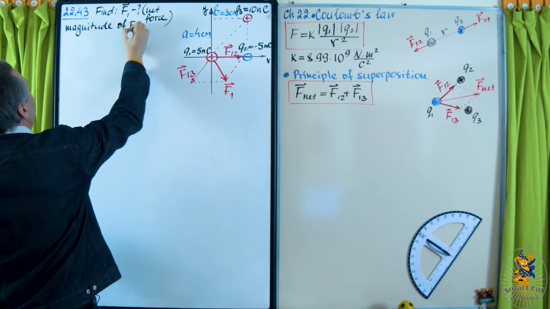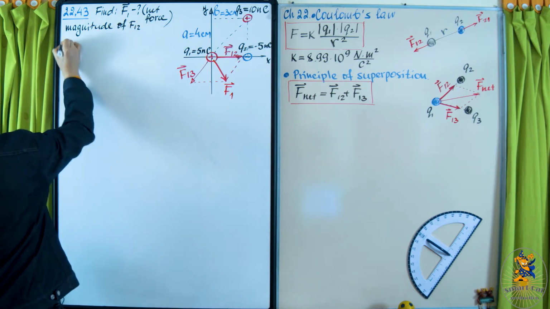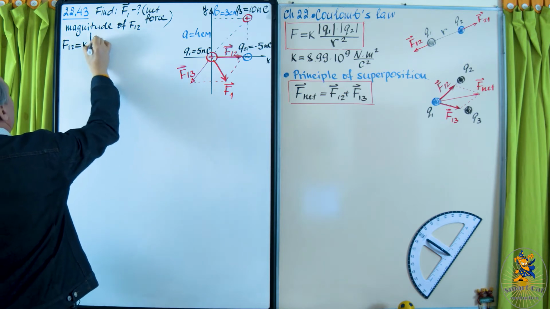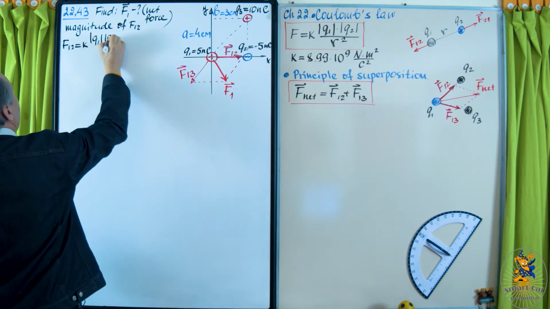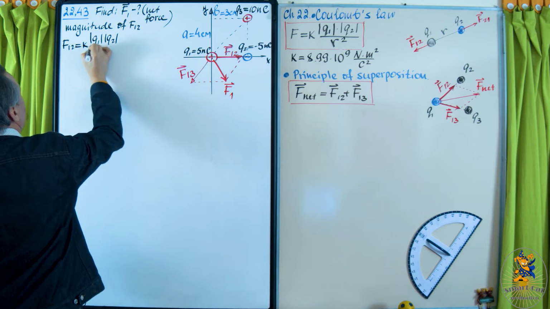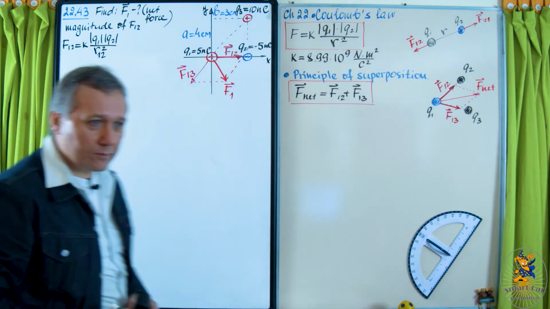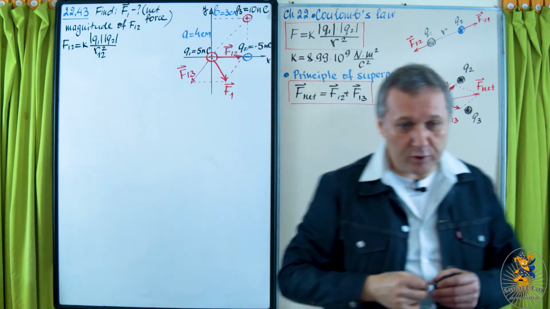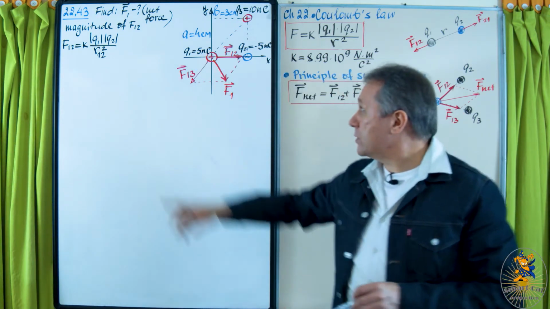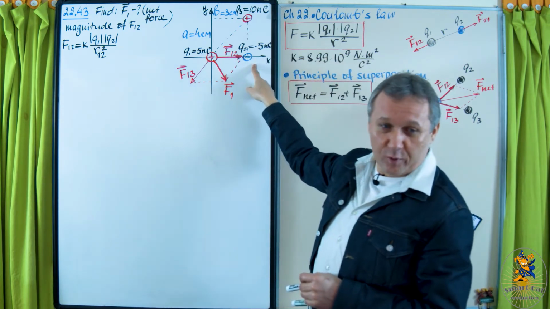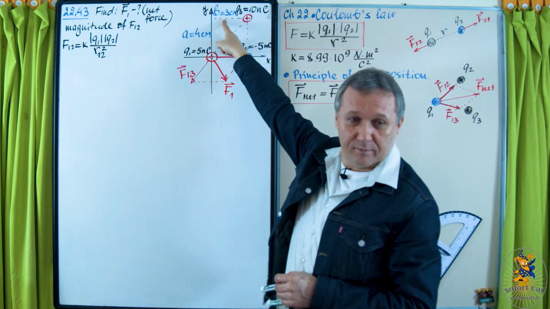Magnitude of F12. Okay, so let me write it here. F12, of course, it will be K, absolute value of Q1, absolute value of Q2, divided by the distance between them, R12 squared. What does R12 mean? It's just the distance between charge 1 and charge 2. Do we know that? Of course we know. It's B, right?